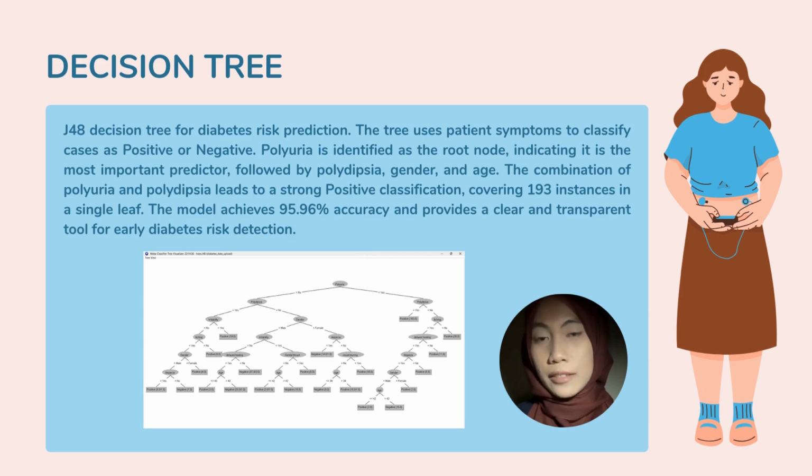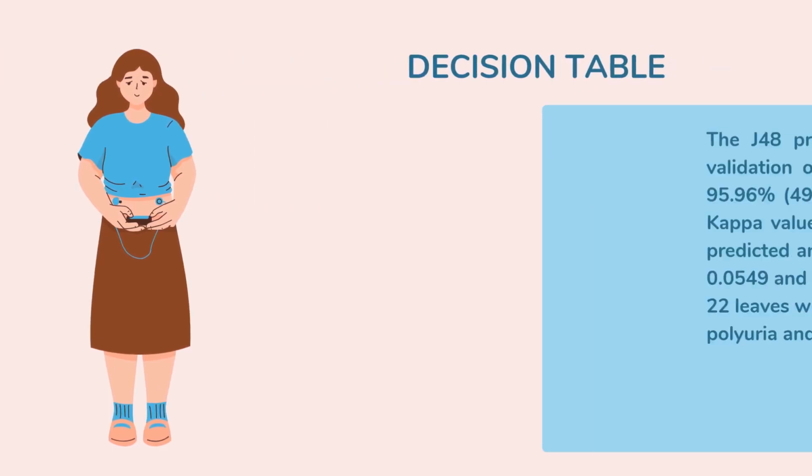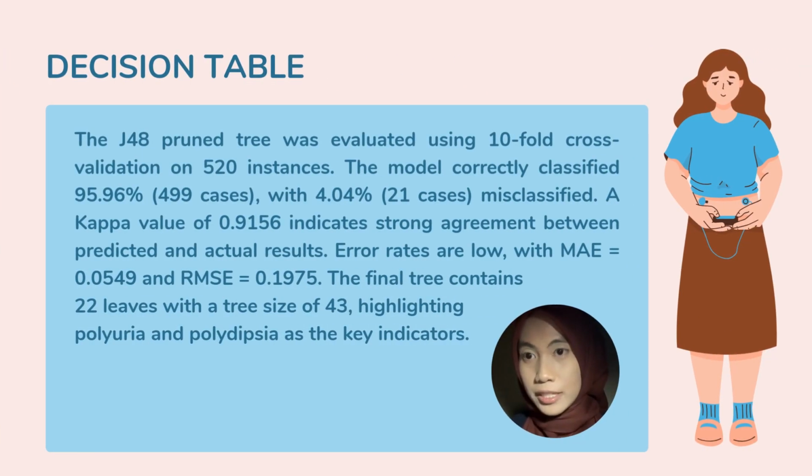A strong positive classification is observed when both polyuria and polydipsia are present, covering 193 patient instances in a single leaf node. Overall, the model achieved an accuracy of 95.96% and provides a clear and transparent decision-making structure, making it suitable for early diabetes risk detection in a healthcare decision support system. The decision table and evaluation result of the J48 decision tree model.